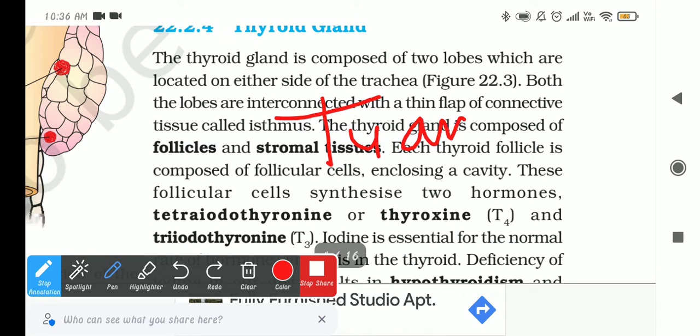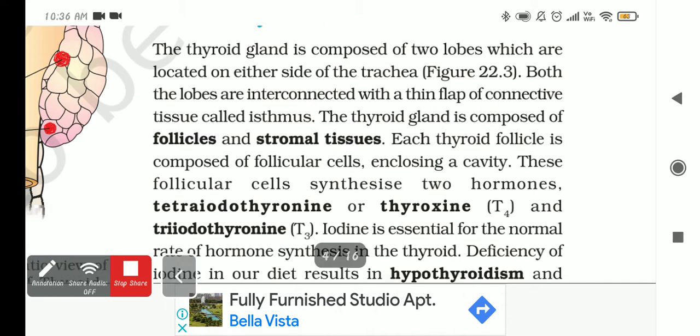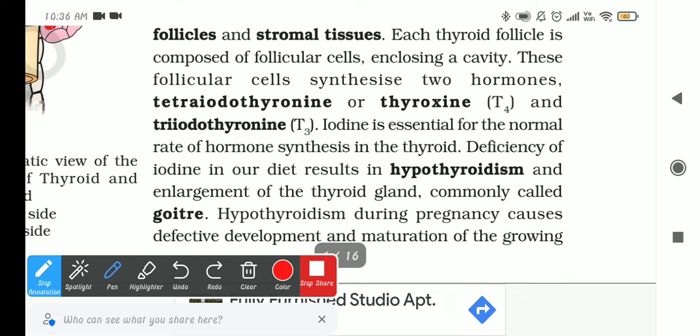T4 and T3 hormones. We have some specific names for them also. T4 we can call tetraiodothyronine, and T3 we can call triiodothyronine. Tetra means 4, tri means 3, so it is very simple from the name only. And tetraiodothyronine is also known as thyroxine hormone.